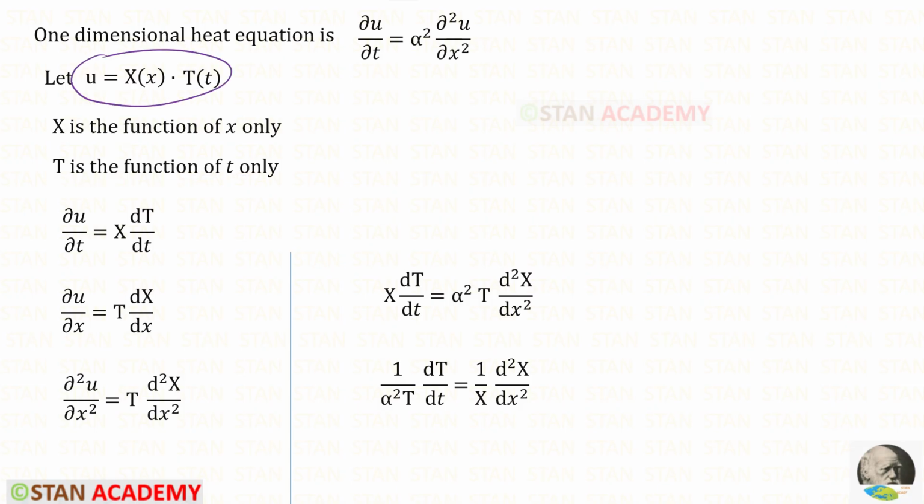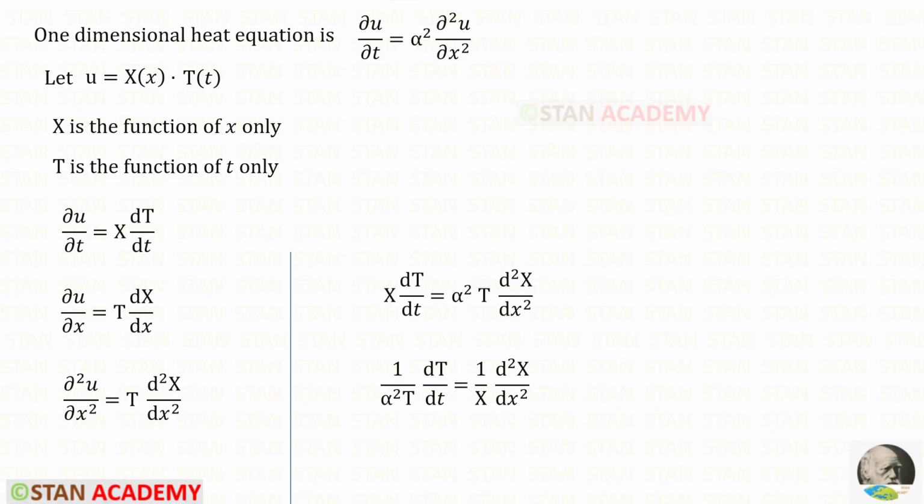Let us partially differentiate this with respect to t. So here it will be ∂u/∂t. For X there will be no change because X is not a function of t. T is a function of t, so we will get dT/dt. Now let us partially differentiate this with respect to x. Here it will be ∂u/∂x. For T there will be no change. X is a function of x, so the differentiation will be dX/dx.